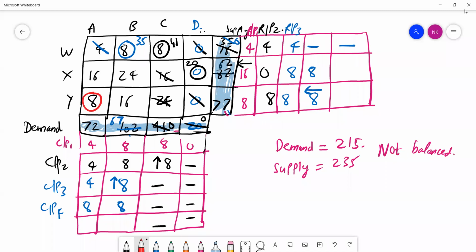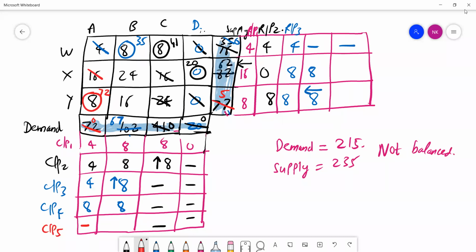The minimum value is 8. Over here, 72 and 77. So 72 is there. So this will become 0. This will become 5. Since this has become 0, it won't be taking part in the further iterations.